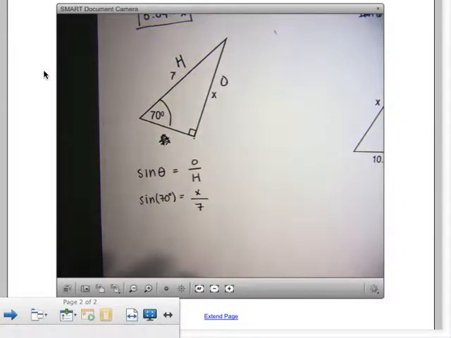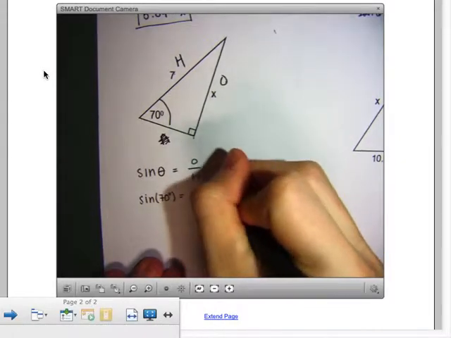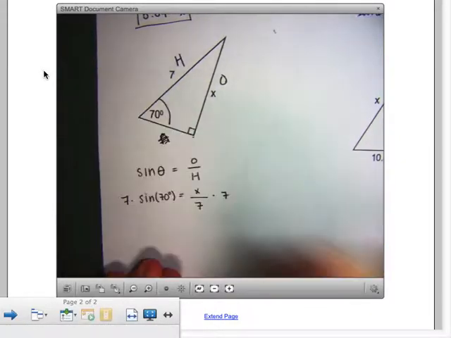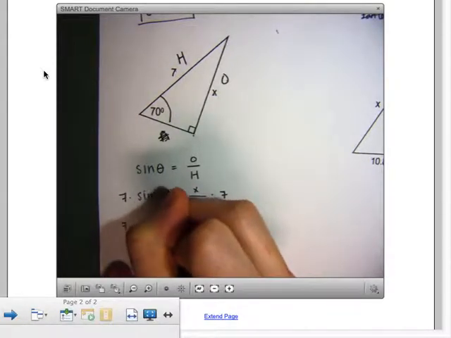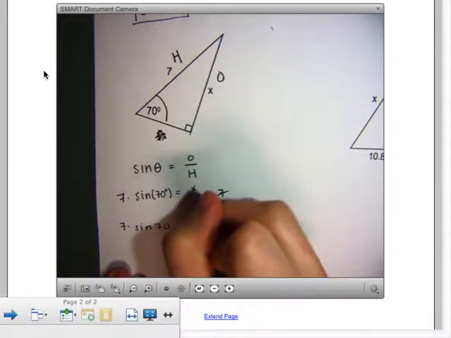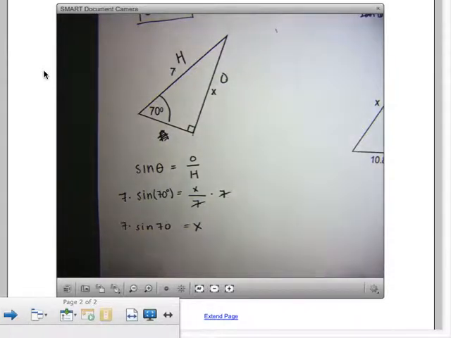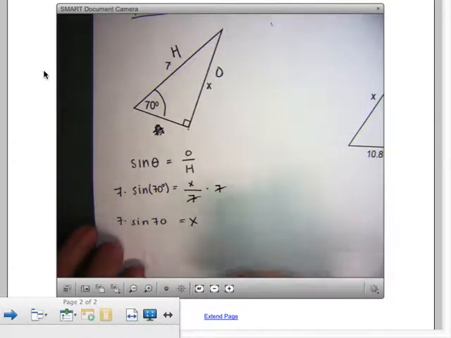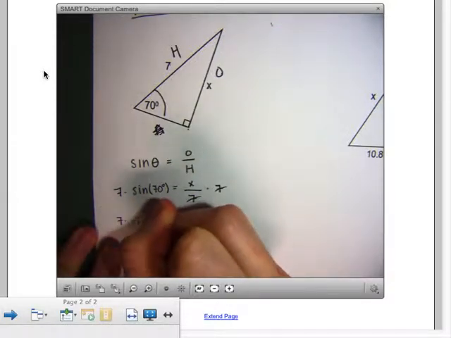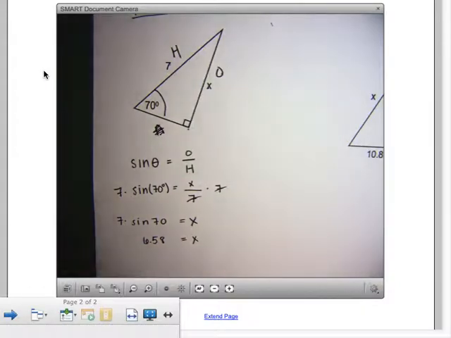Okay, so we want X by itself. Again, remember you're always going to multiply by the denominator. So we have 7 times sine of 70 equals X, because those 7's cancel. X is by itself. So just plug in 7 times sine of 70, and we get 6.58 is equal to X.